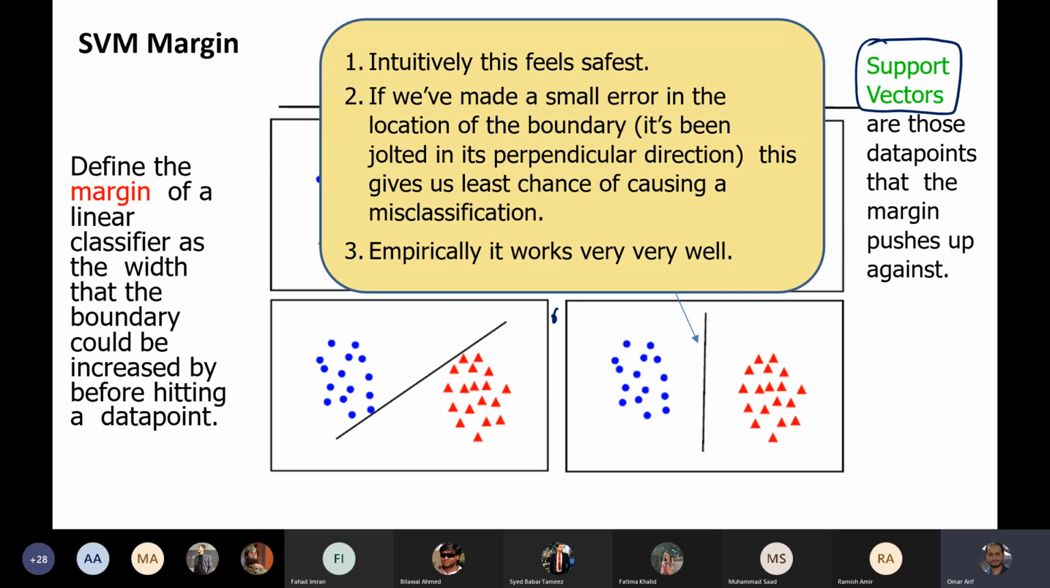And this makes your SVM classifier very robust. By adding or deleting some points, your decision boundary will not be affected unless and until those points are your support vectors.